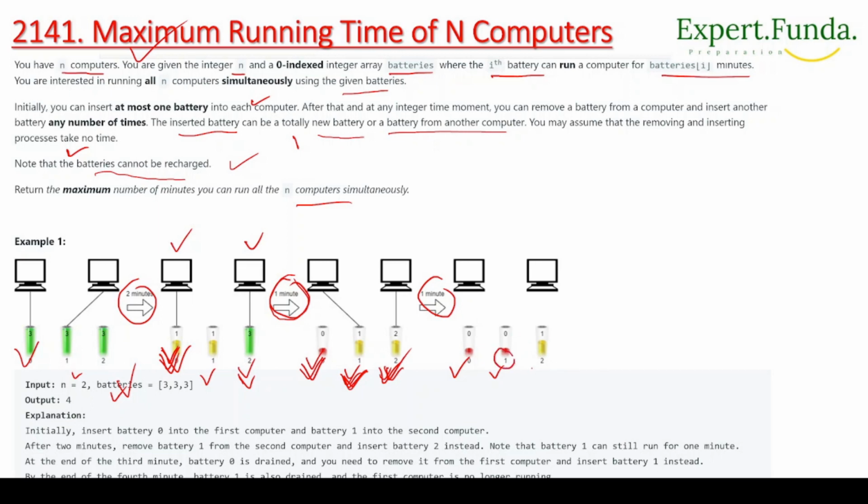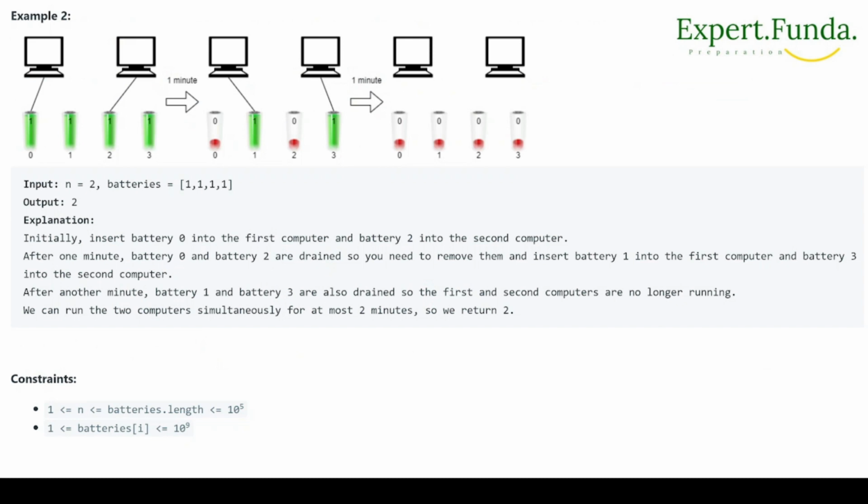And here we have 2 minutes drained, right? So we can take only 1 minute. After this, only one minute can run here, but the rest are drained, right? Second battery. And you can see that we have taken 2 minutes, 1 minute and 1 minute, total 4 minutes. So it will take 4 minutes to get the output.